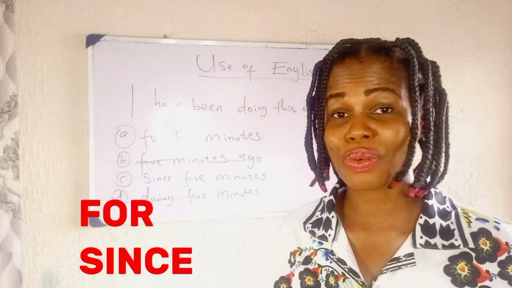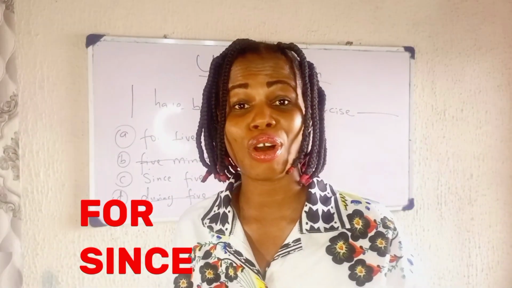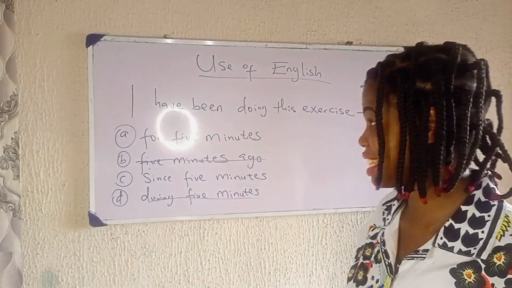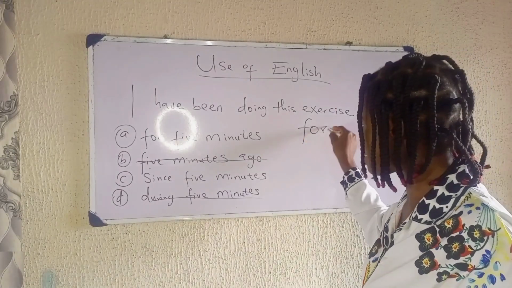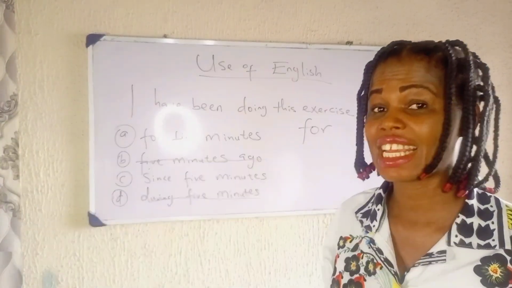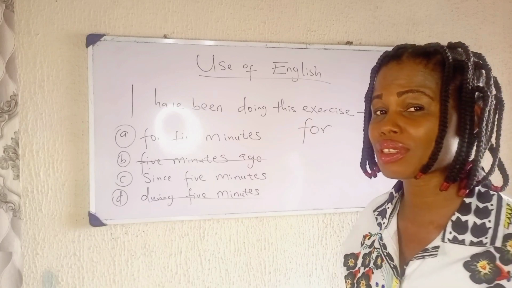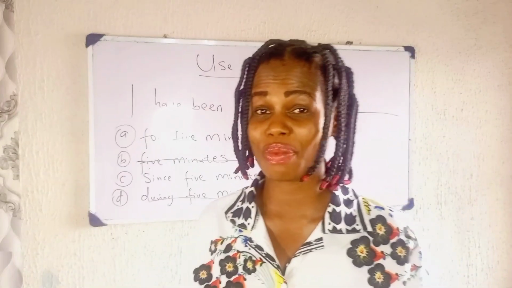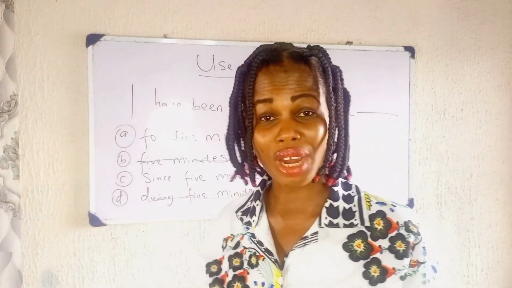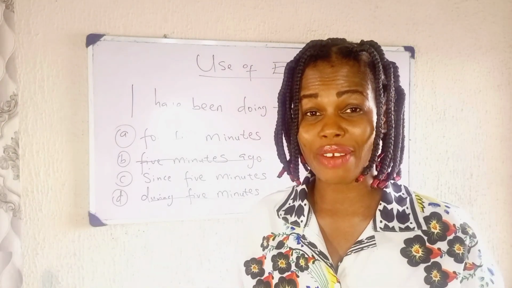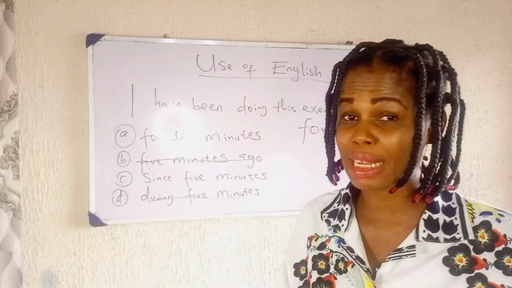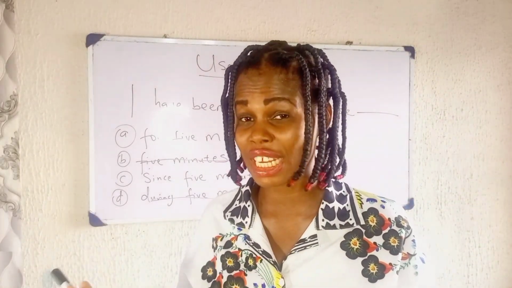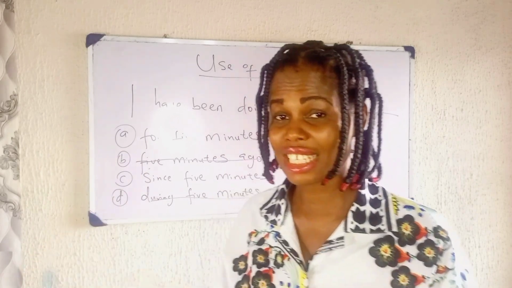Now these two words are prepositions of time. Let's start with how to use for in a sentence, and when to use for in a sentence. Now, for is used to talk about a period of time, the amount of time that is spent doing something, in the past, in the present, or the amount of time that will be spent doing something in the future.